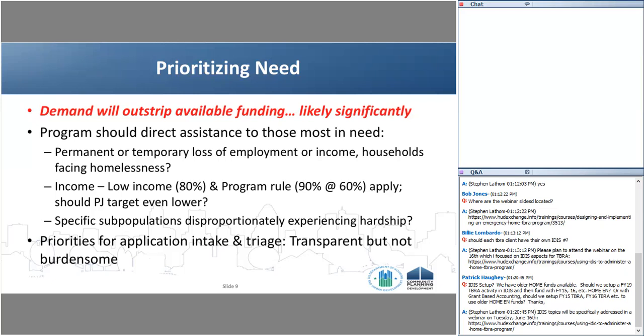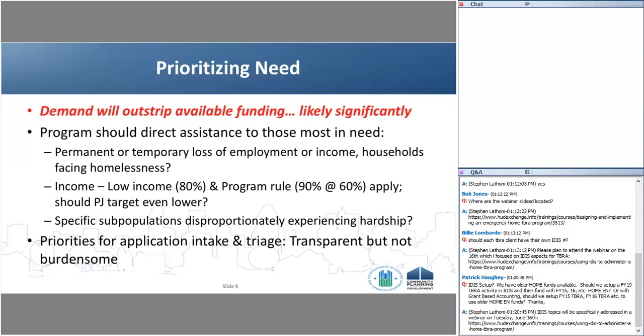So if demand will outstrip available funding, and likely significantly, who should be served first? We think this is a critical decision for you to think about before proceeding with finalizing your program design and going after approvals. Now, HUD provided these suspensions and waivers to allow a PJ to assist those who are experiencing financial hardship as a result of the pandemic.